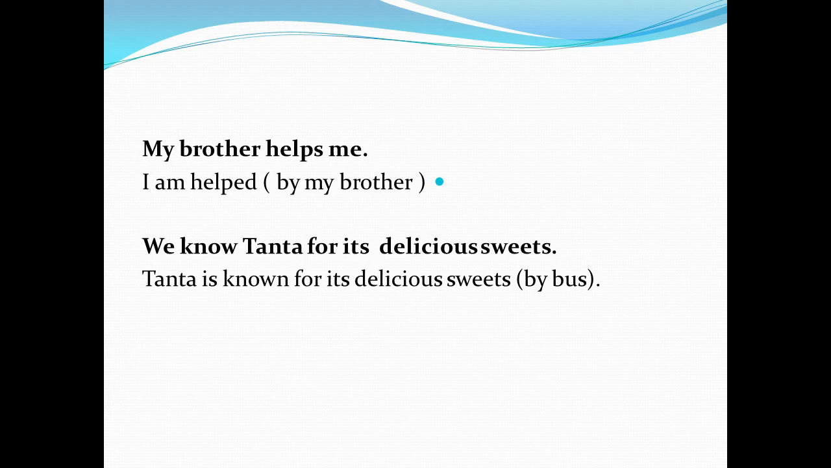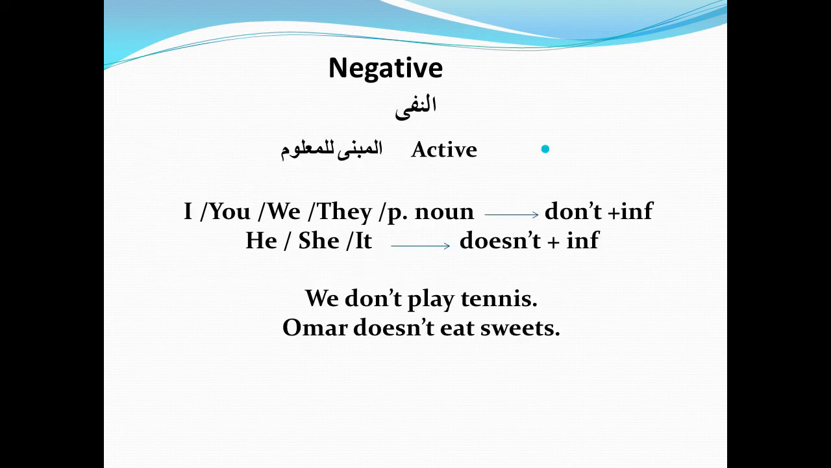We know Tanta for its delicious sweets. Tanta is known for its delicious sweets. Okay? In the negative form, in the active we add don't or doesn't plus infinitive. This is in the active form, don't or doesn't plus infinitive. Like we don't play tennis, Omar doesn't eat sweets.